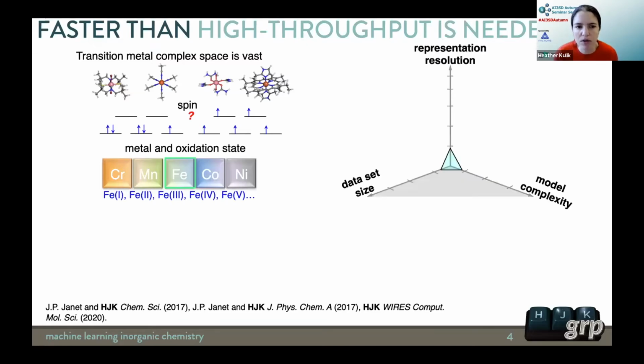And so this motivates different choices in the trade-offs between how much data do we have, how much model complexity can we tolerate, and what way do we want to design our representation. So traditionally, in any machine learning approach, we want to balance our choices on these three axes. And specifically for carrying out accelerated discovery in transition metal chemical space, we need to think about distinct choices here.